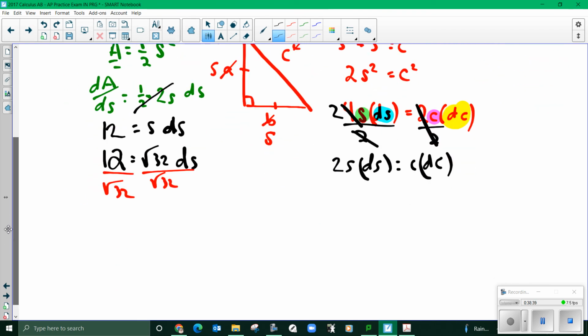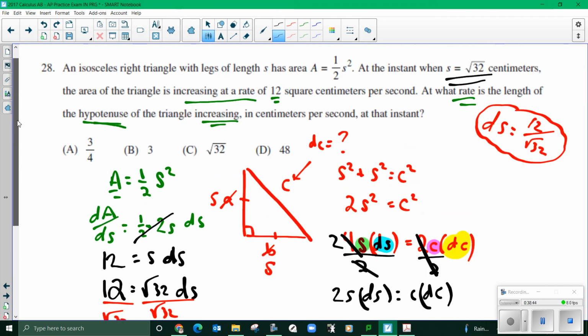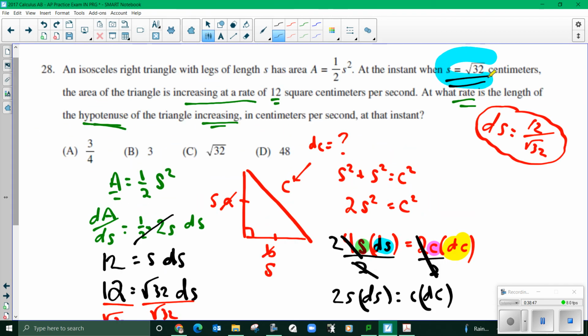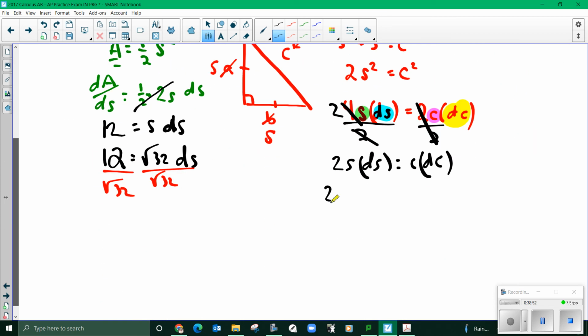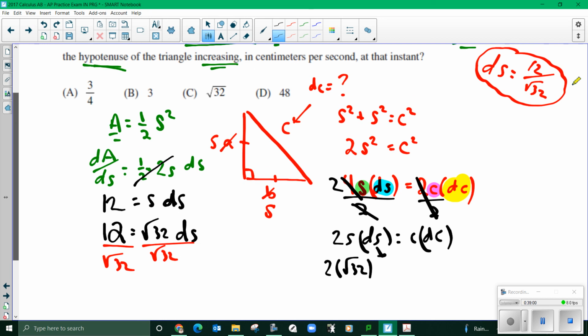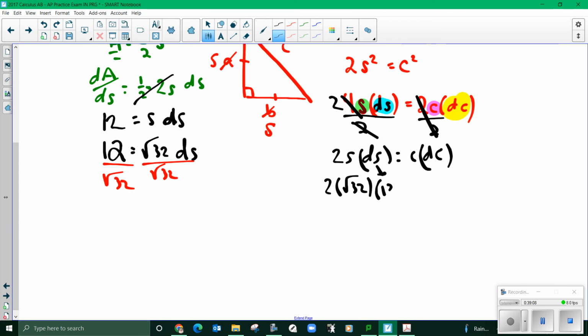That might be nicer. All right, so here we go. At the moment my side is the square root of 32. So my s is the square root of 32. So I've got 2 times the square root of 32. ds we just figured out, we kept that up here. ds is 12 over the square root of 32. So that's times 12 over the square root of 32, equals dc. I need c.